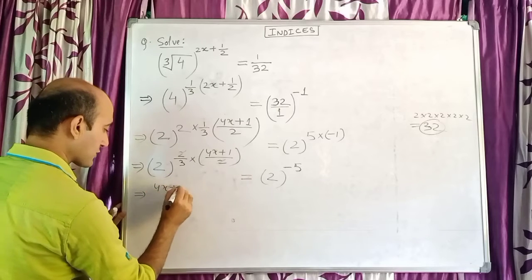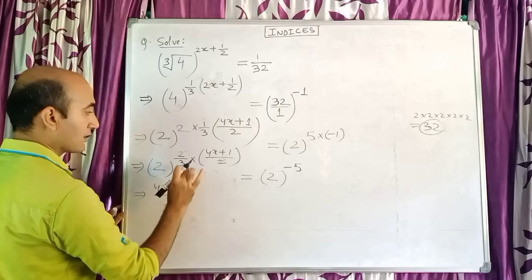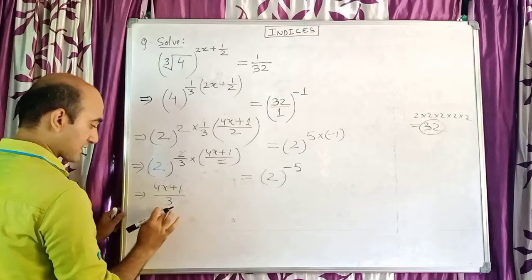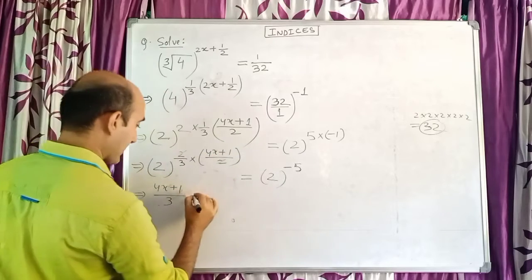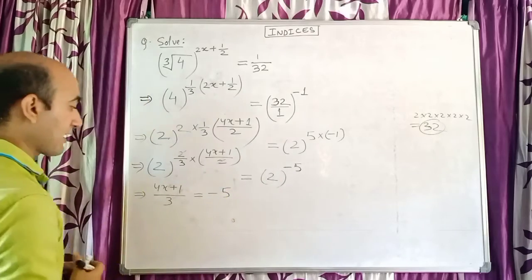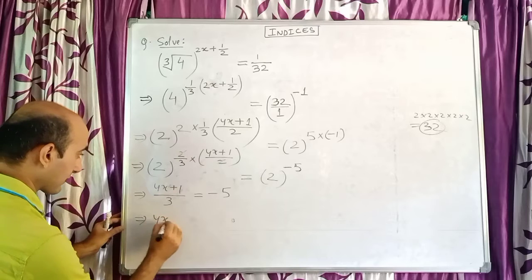The power is 4x plus 1, and this 3 is in the denominator. You can write 3 like this also; here nothing remaining means 3 ones are 3. So the base, our denominator, is 3, and 4x plus 1 is the numerator and is equal to minus 5. So from here you can find the value of x now. Very easy. It's time to cross multiply.